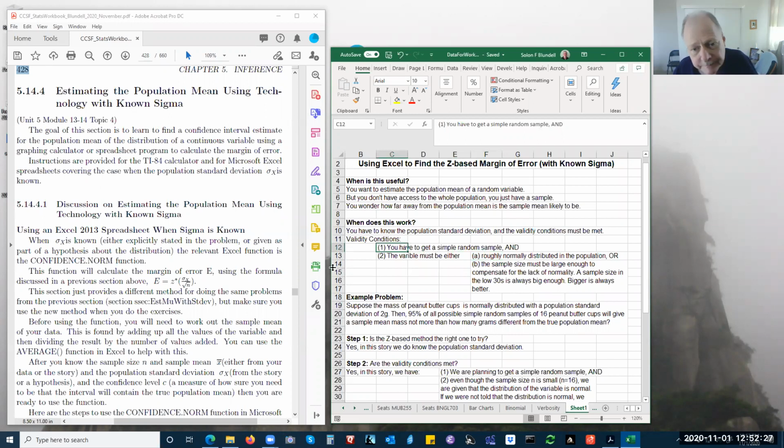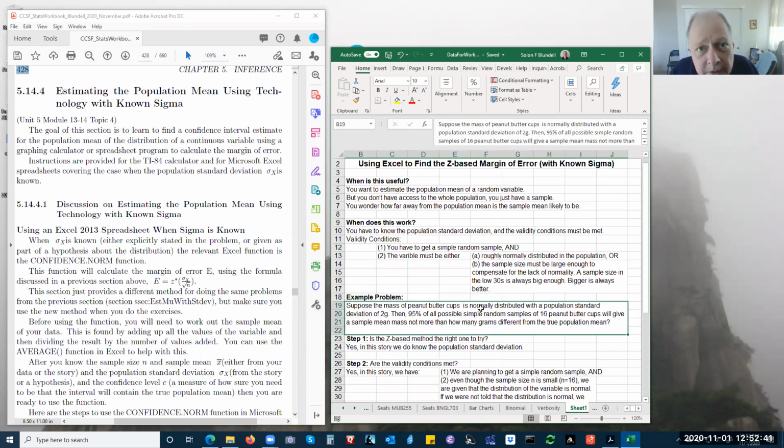Now, I just want to illustrate how to use this Excel function with a story problem. So suppose the mass of peanut butter cups is normally distributed with a population standard deviation of 2 grams. Then 95% of all possible simple random samples of, let's say, size 16 will give a sample mean that's not more than how many grams different from the true population mean.